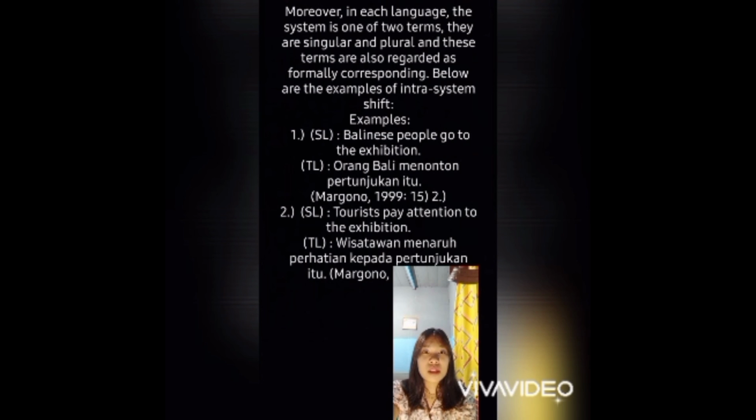Below are the examples of intrasystem shifts. Number 1: Bali's people go to the exhibition. In the target language: orang Bali menonton pertunjukan itu. Number 2: tourists pay attention to the exhibition. In the target language: wisatawan menaruh perhatian kepada pertunjukan itu.